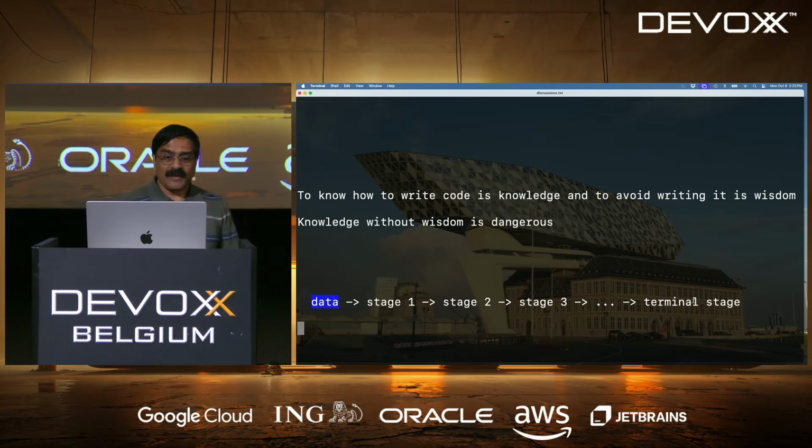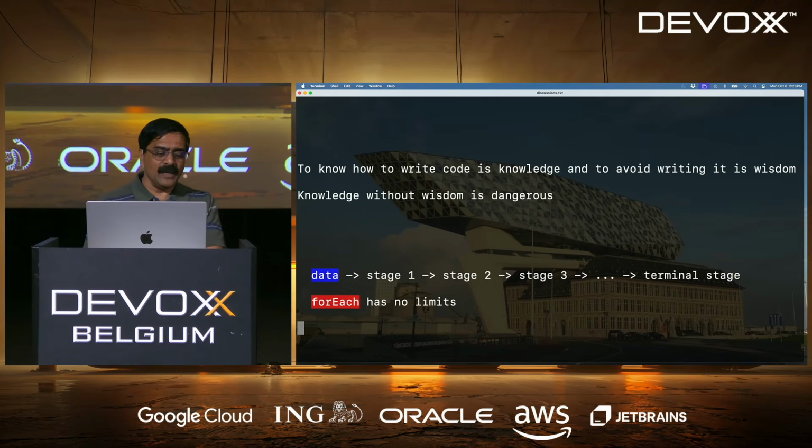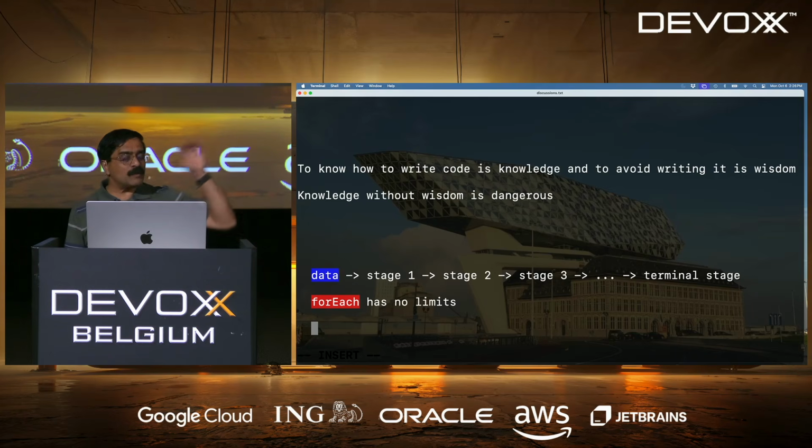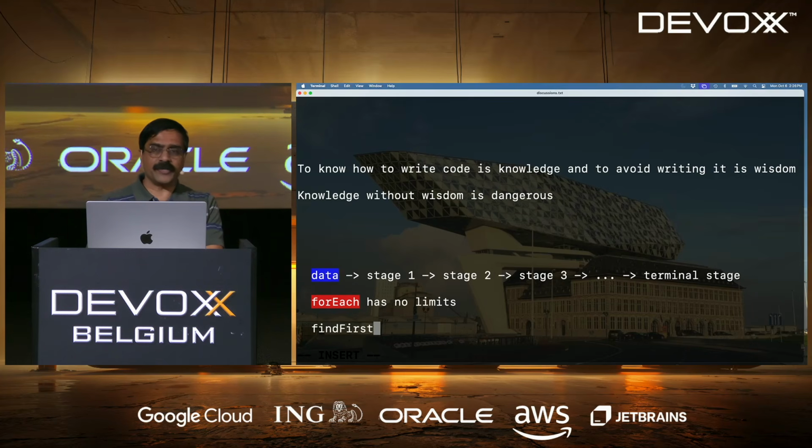But what about find? So forEach has no limits, right? forEach says, I'll just take whatever you give me. You give me 10 values, I'll take it. You give me 20 values, I'll take it. I'll just keep taking what you give me. So a stream is going to push the data, and that's going to transform through this pipeline, and the value ends in the forEach. That is the destination. But what about findFirst and findAny?